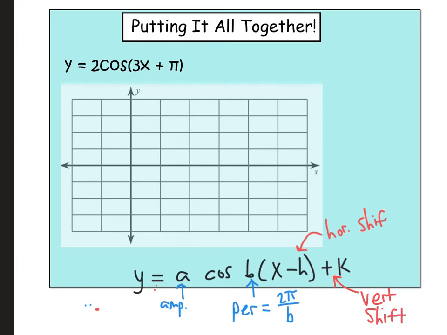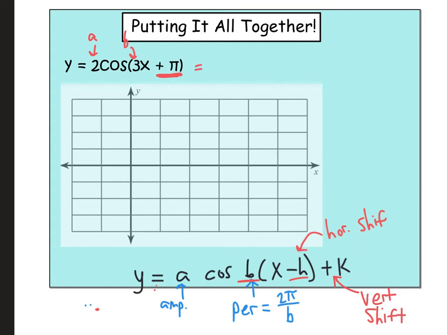The reason this one's slightly tricky is because first off, here's our a value. That's our amplitude. This 3 is the b. But the way the 3 is written, it's not where it needs to be. Notice how the 3, the b, should be in front of parentheses. What I'm getting at is this plus pi is not the horizontal shift. We need to factor that 3 out.